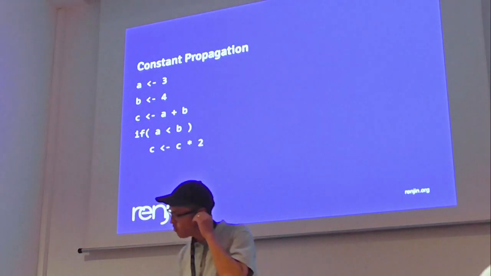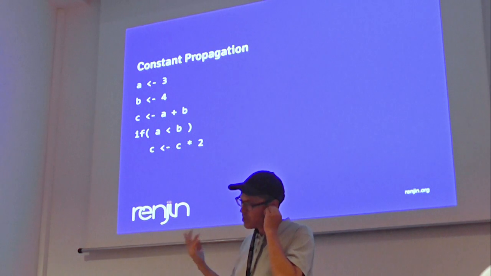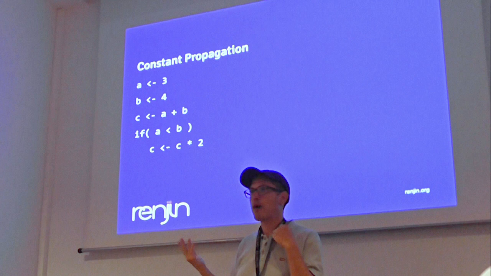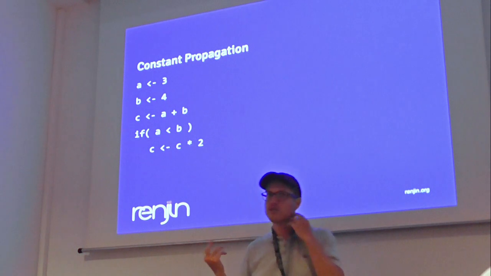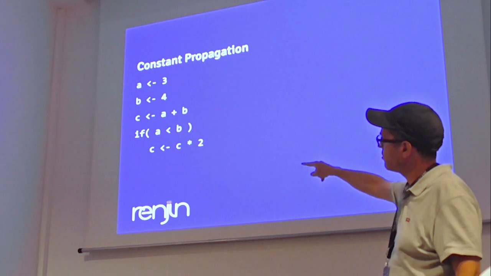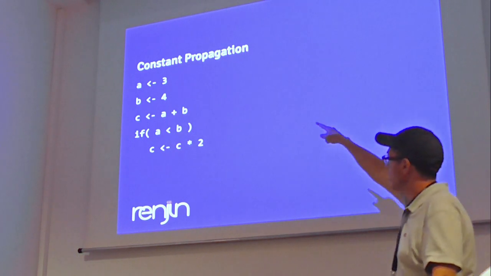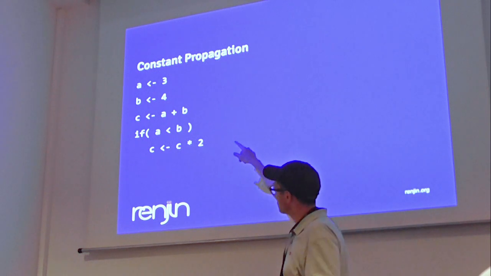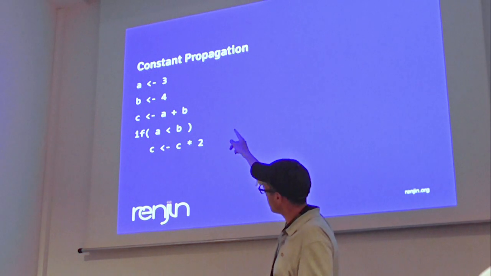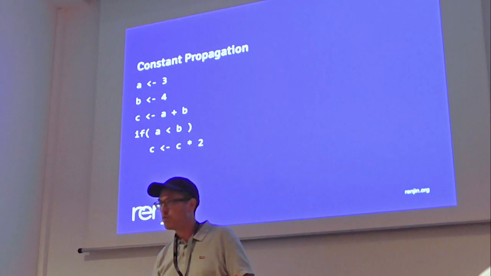So the way that we do this, I want to introduce this by just looking at a very simple example of constant propagation. Constant propagation is a technique where you look at things that are known at compile time and push them through your assignments in your code. At the top we have two constants: A is assigned the constant 3, B is assigned the constant 4, and then C is A plus B.